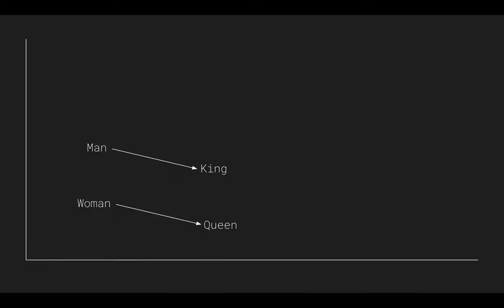So if I say a man is to a king as a woman is to, and you ask the model, it should say queen. The idea here is that the distance, as well as the directional movement, between man and king and woman and queen should be pretty much the same. In this high dimensional coordinate space, it should move the same amount in direction to bring these two representations together. Likewise, you could say boy is to prince as girl is to princess, that sort of thing.